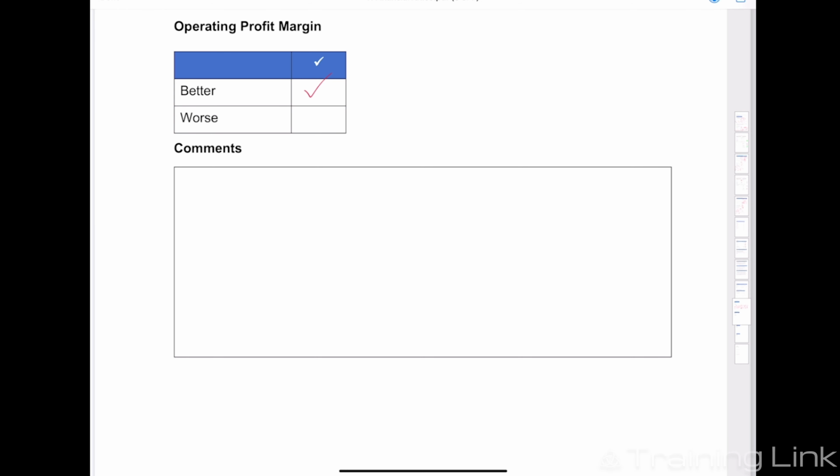So operating profit margin has increased and is therefore better.